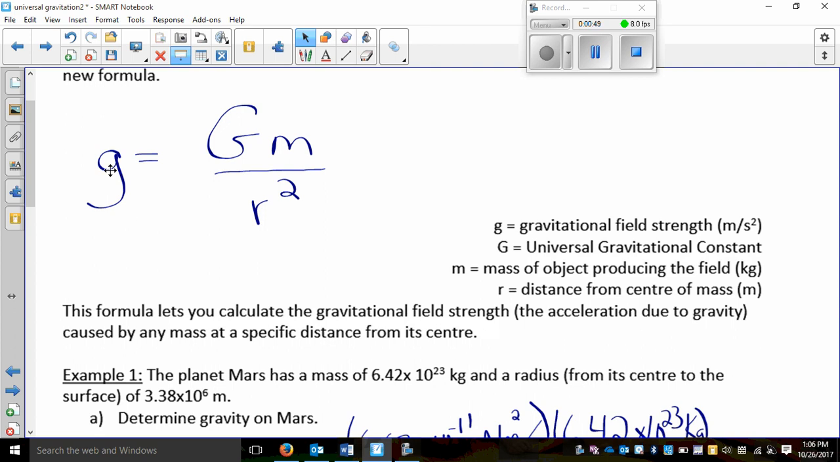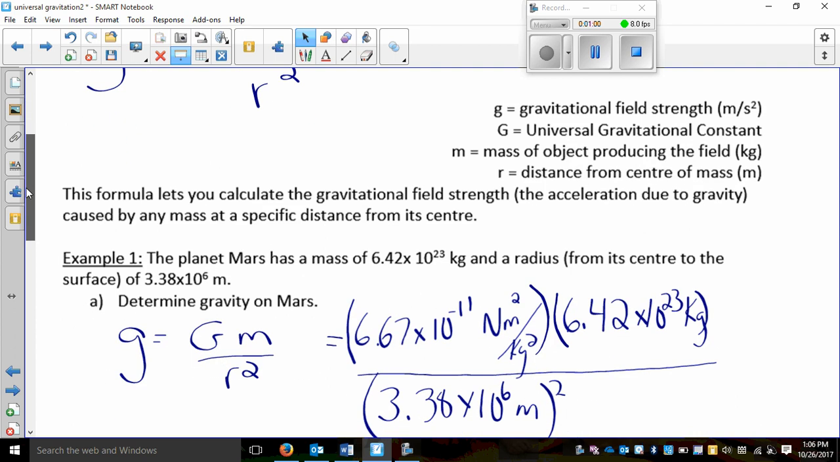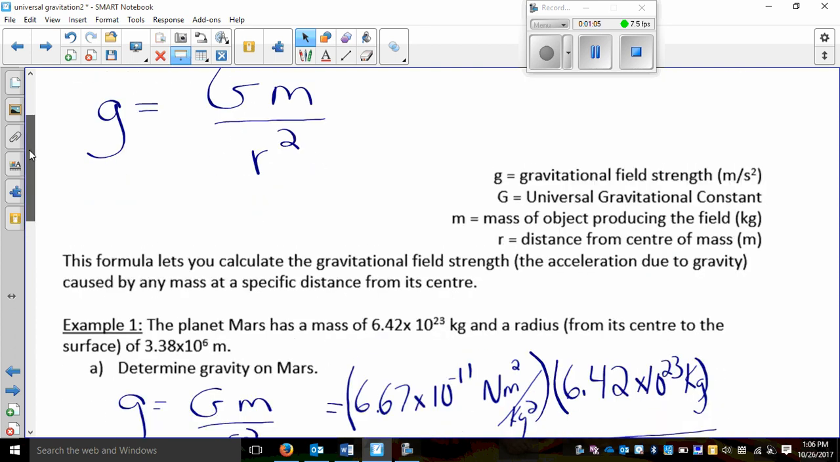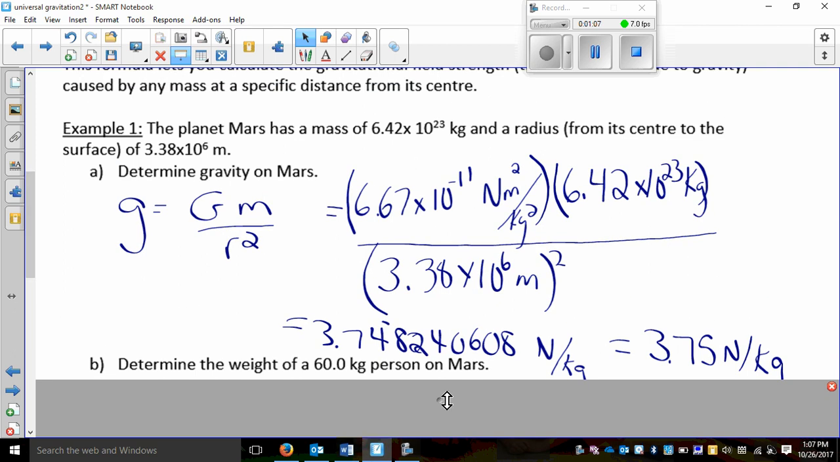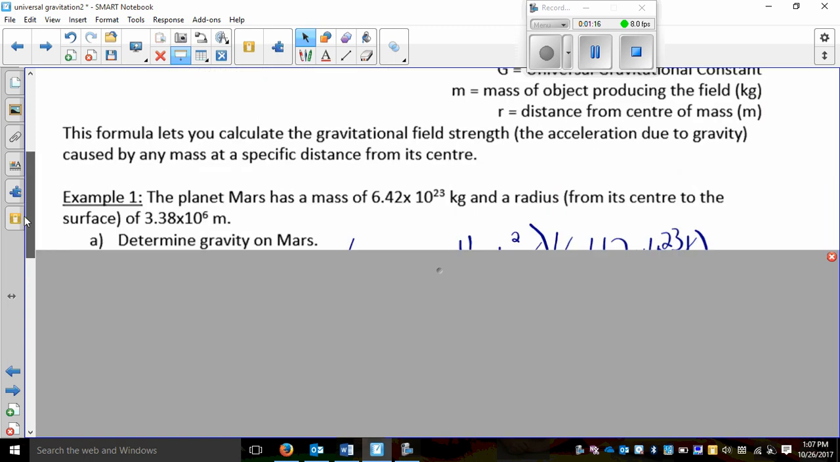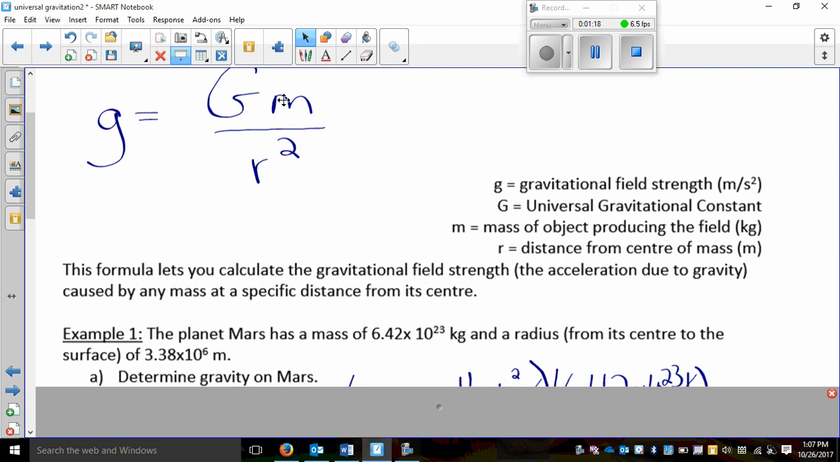Okay, so let's look at example number 1 here. The planet Mars has a mass of 6.42 times 10 to the 23 kilograms and a radius, or distance from its center, of 3.38 times 10 to the 6. So you can see we have a mass, we have the radius, and we're going to use big G, that universal gravitational constant, to find our little g. That is just what I did here. I wrote the formula and then I put in the values.